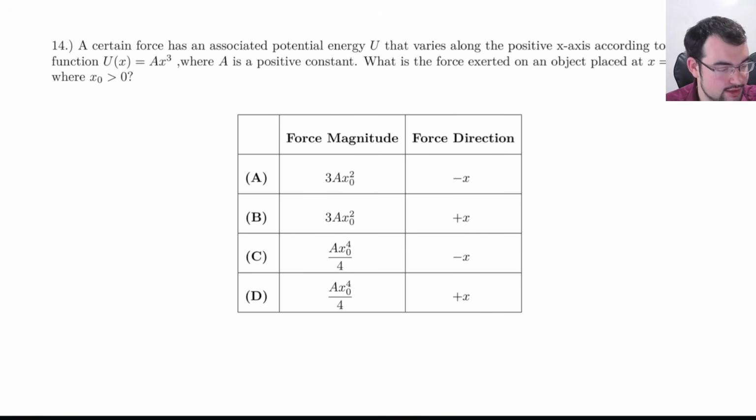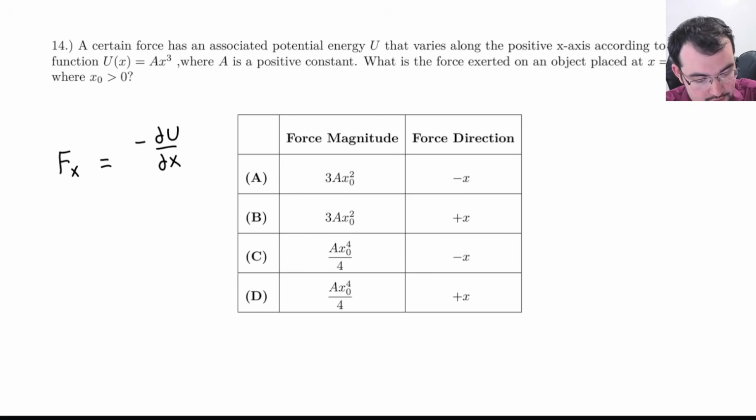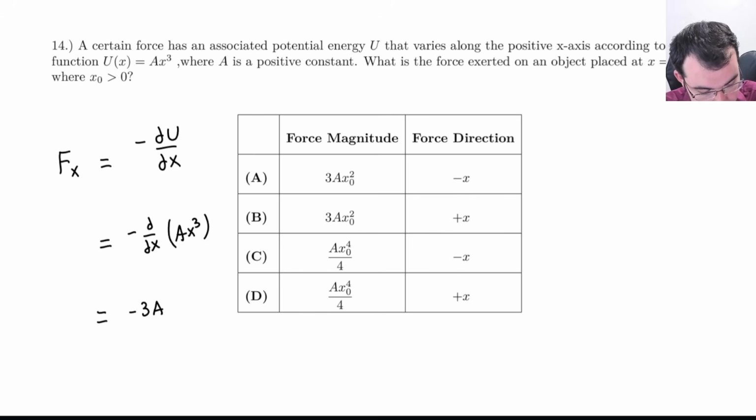A certain force has a potential energy function that varies on the x-axis. We have the energy function, and we want the force exerted on an object placed at x equals x naught for a positive value of x naught. So we have this relationship that says the force exerted on an object in the x direction is the negative of the slope of the potential energy, because forces are trying to push you downhill to lower potential energies. So we just take a derivative, and we get negative 3ax squared.